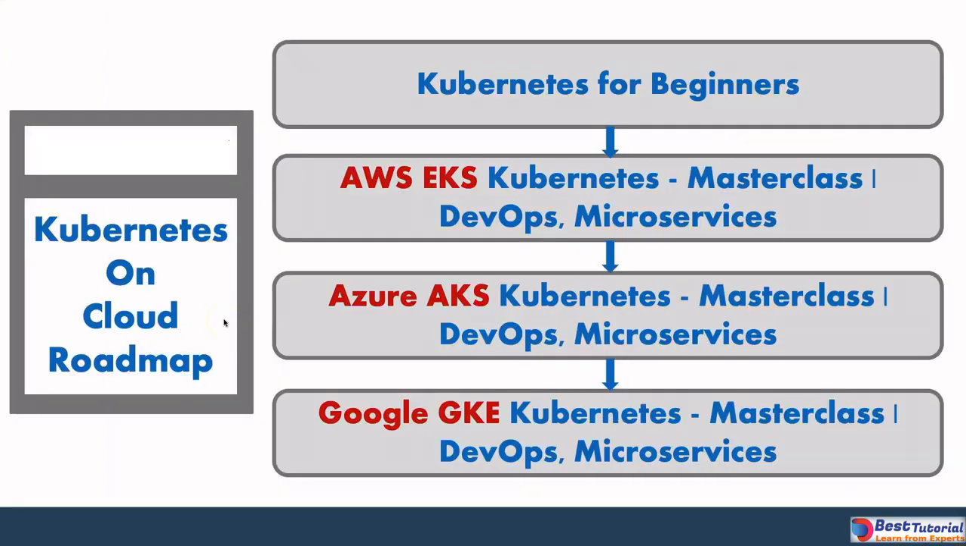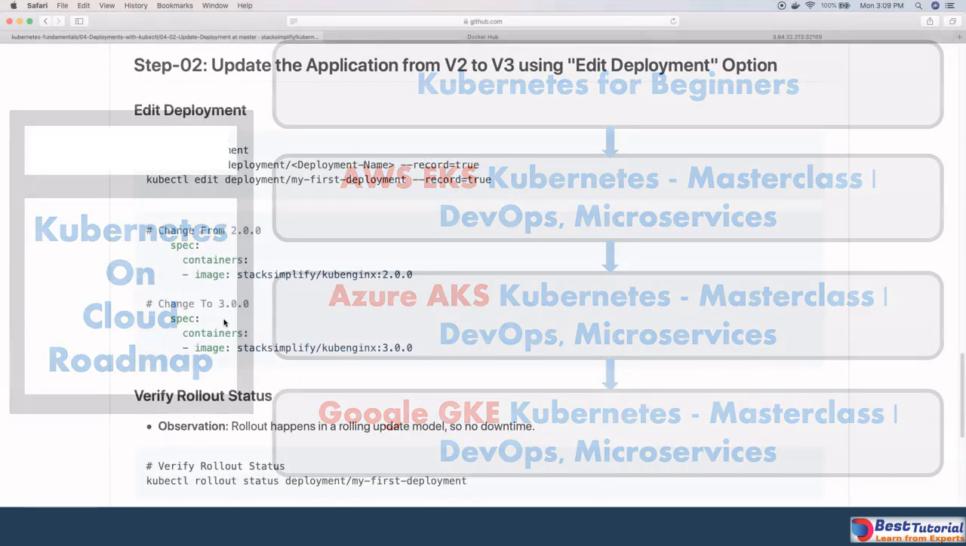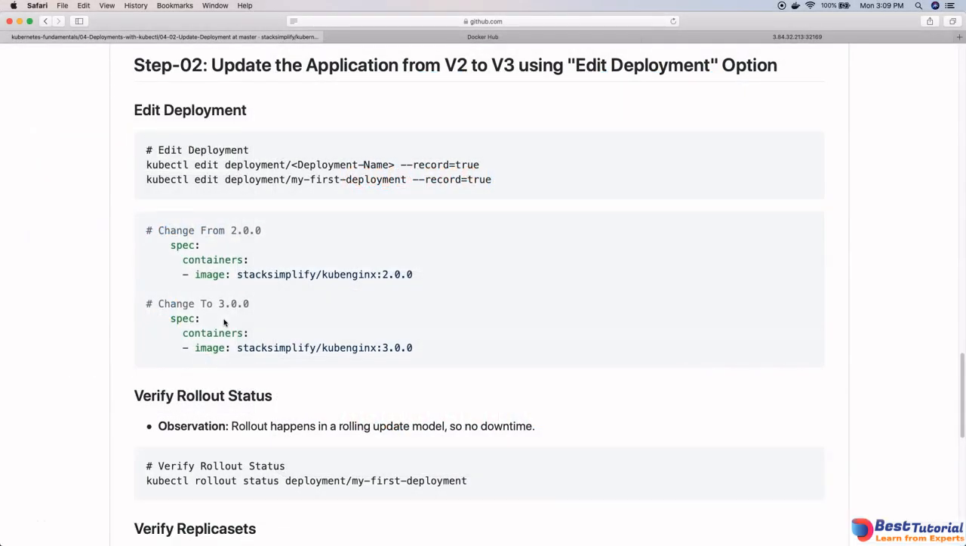Welcome back. In this step, we are going to update our application from v2 to v3 using the kubectl edit deployment option. So this is a very important option, and this is the option we are going to use in real time most of the time whenever running deployments. So kubectl edit deployment name, and then we'll go inside the deployment spec and update it. So just look into it.